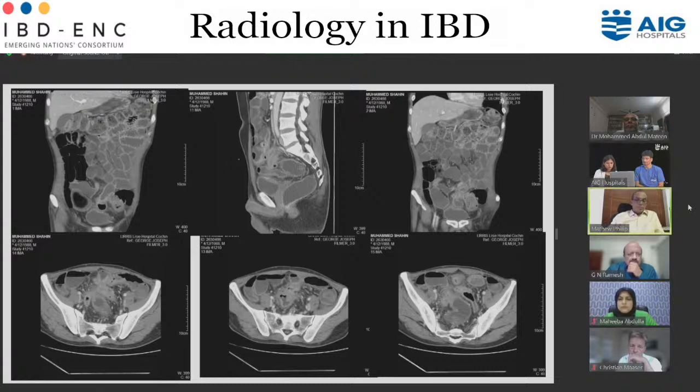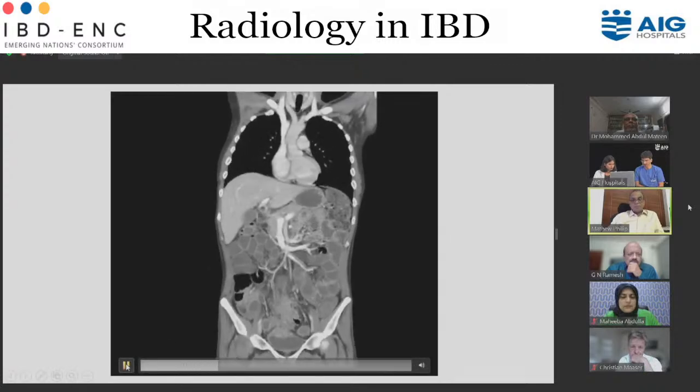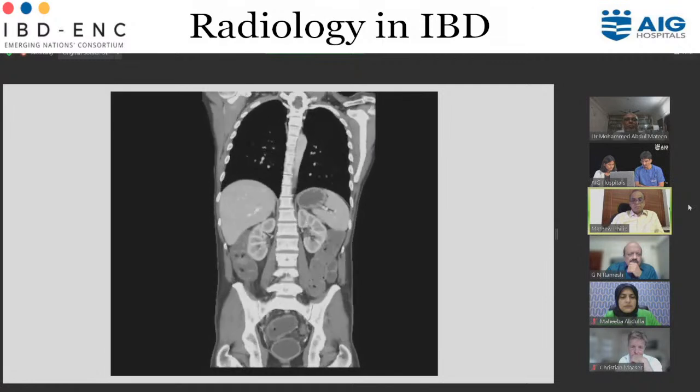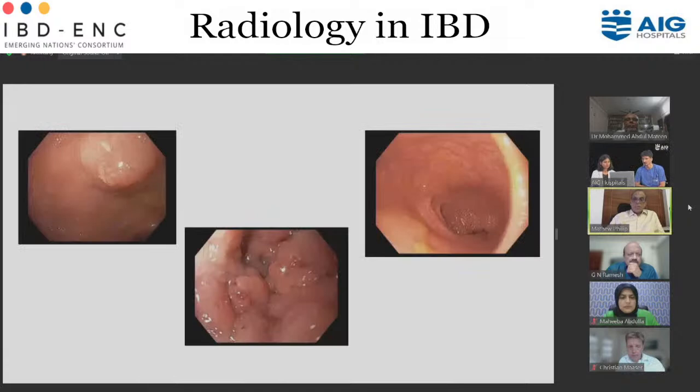Show the video, please. Next. So this video also shows interloop fistulae, the coronal images with extraluminal air pockets tracking between the bowel loops. Professor Christian, can I get your opinion on this? What should be your approach in this patient? Will you start biologics or will you go for surgery?